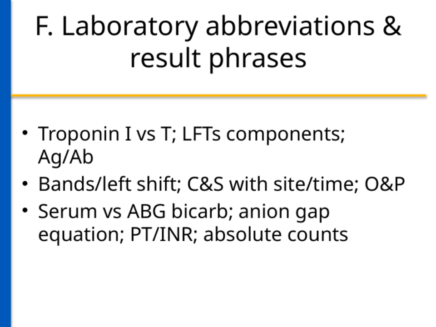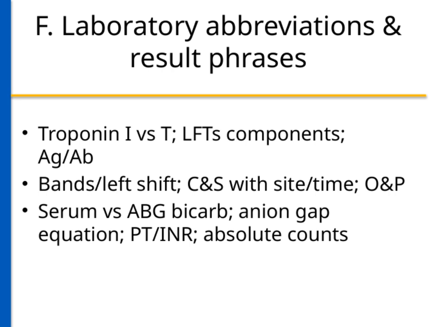Next, C and S with site and time, culture and sensitivity testing, helps us identify the causative organism and determine the most effective antibiotic. And noting the site and timing of the sample collection ensures accurate interpretation. O and P stands for ova and parasites, which are important when we're evaluating for parasitic infections, especially in patients with relevant exposure history. Serum versus ABG bicarbonate. Serum bicarbonate is part of the metabolic panel, while ABG bicarbonate reflects the acid-base status directly in arterial blood. Both are useful, but serve slightly different purposes.